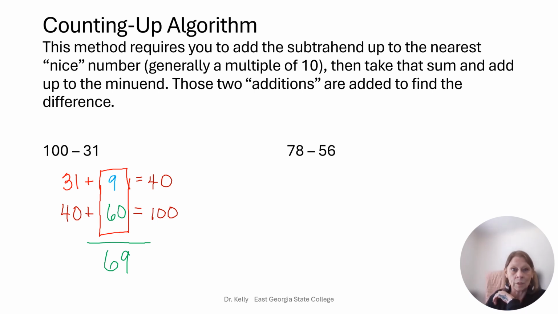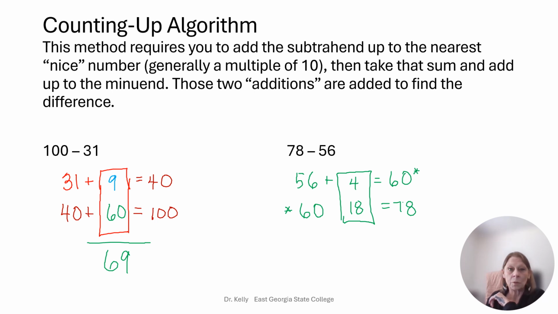So it says start with the subtrahend. So we're going to start with 56, and we need to add something to make it a round number. So we're going to add 4. 56 plus 4 makes it 60. And then we're going to take this 60. We're going to write it down here, and we're going to say 60 plus what equals 78. And that's going to be 18. And so 4 plus 18 is 22. And that tells us that 78 minus 56 is 22.